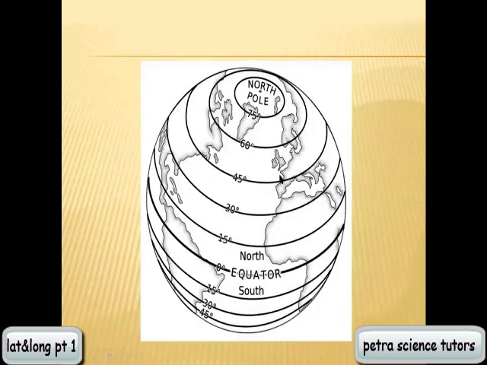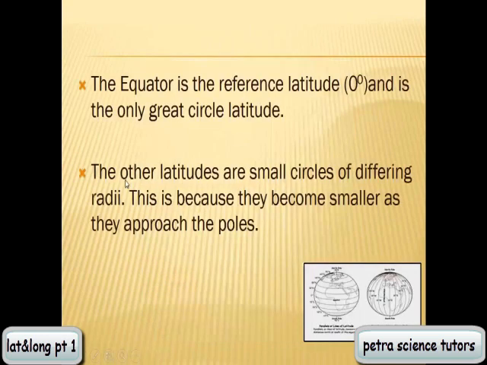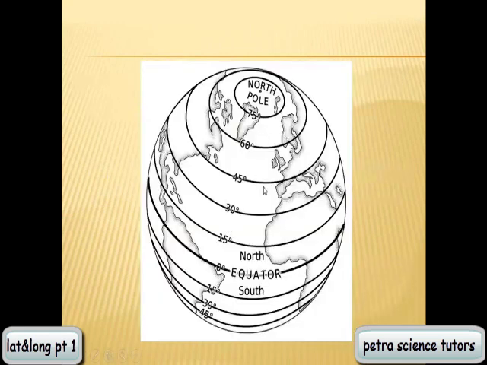So if you see these latitudes, the equator is like the widest latitude, it goes round the widest. Then as you're going up, 15 degrees north, it's getting smaller and smaller in radius. The North Pole is almost just like a small dot there. So we say the other latitudes are small circles of differing radii, because they become smaller as they approach the poles. So that is what latitudes are.